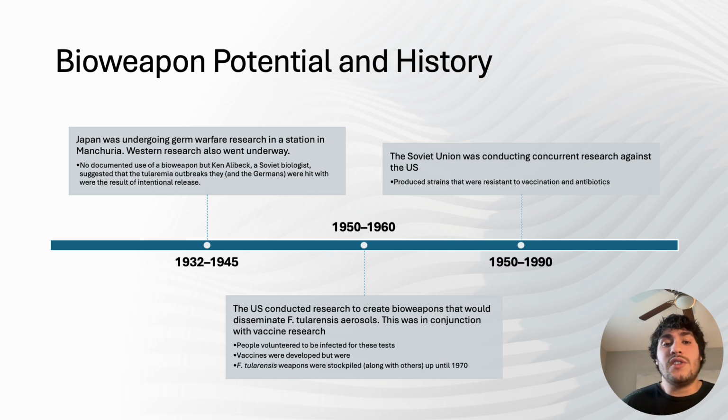And this development continued into the Cold War in the 1950s through the 1990s. The Soviet Union and the US were both conducting concurrent research on weaponizing F. tularensis. So the US actually ended up developing their bioweapon and stockpiled it, as did the Soviet Union. Some other research occurred at the same time, trying to produce vaccines, but none of them were fully approved for use in humans. And the crazy thing about all of this is that there were volunteers that decided that they were going to be aerosolized with F. tularensis. And they knew that they could be cured through the antibiotics, but that's still some incredible dedication.